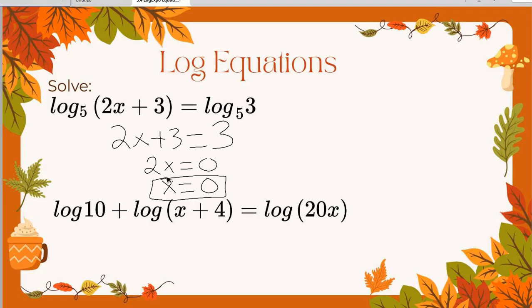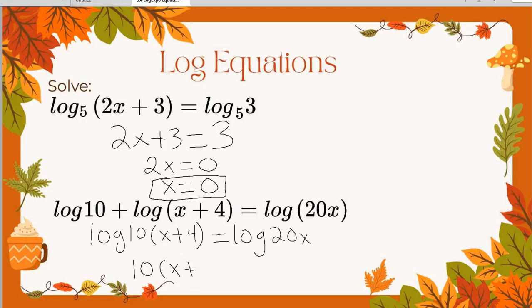multiplication. So remember that our product property tells us that when we have multiplication, we can break it apart into addition. But it equals each other, right? So I can also take addition and put it together to be multiplication. So now that I've combined those, do I have one logarithm equals another logarithm? Yep. So now we can drop our logarithms. And so I just get 10 times x plus 4 equals 20x.